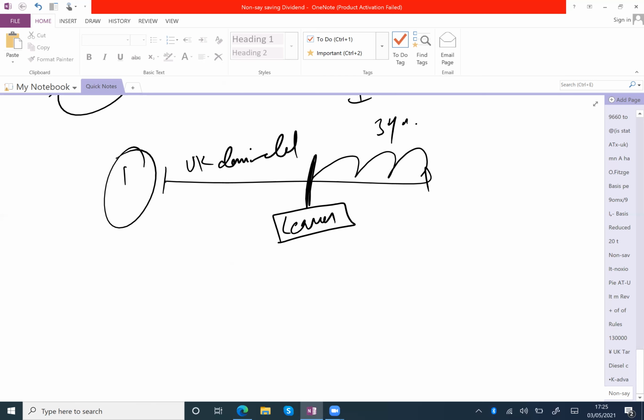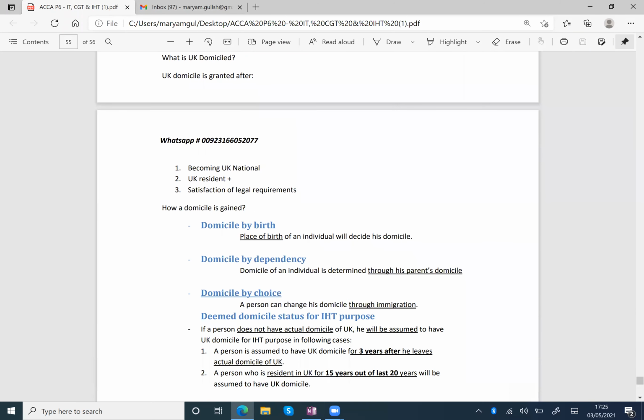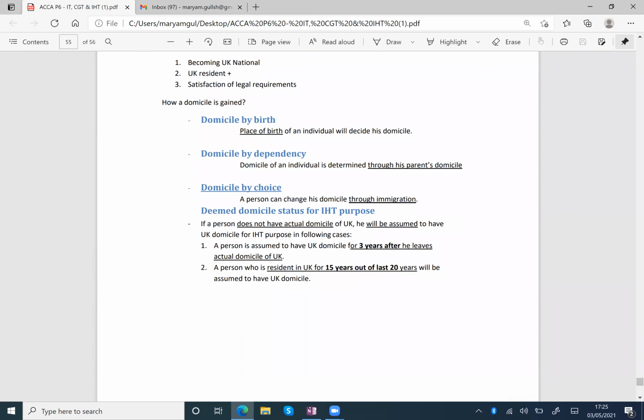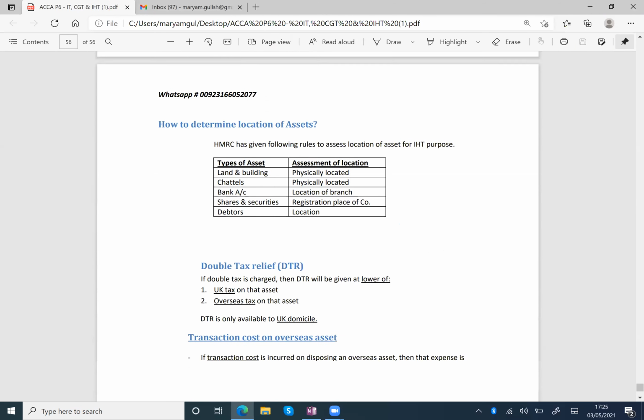So from the WhatsApp list, this page, you can see the definition of deemed domicile for IHT purposes, and in these three situations you are considered as deemed domiciled. So these definitions you have to remember. Now see in the notes: domicile by birth, domicile by dependency, domicile by choice, and deemed domicile status for IHT purposes. There is no need to read these because the WhatsApp page you have to read. Now this definition is complete.